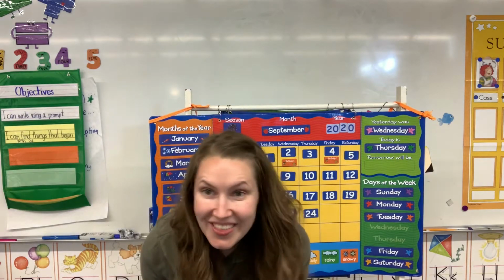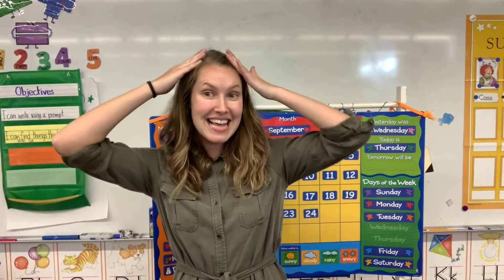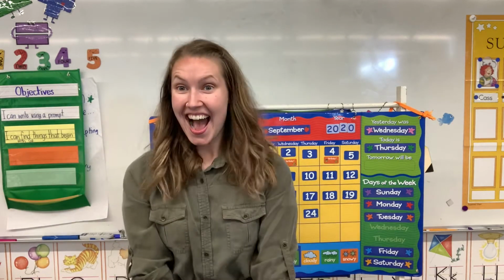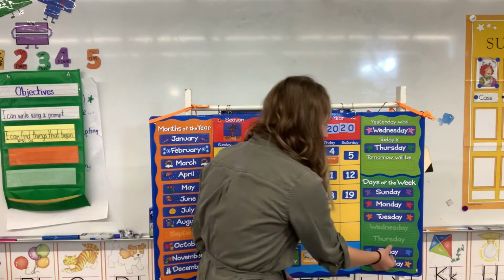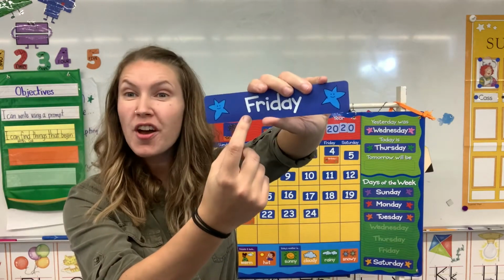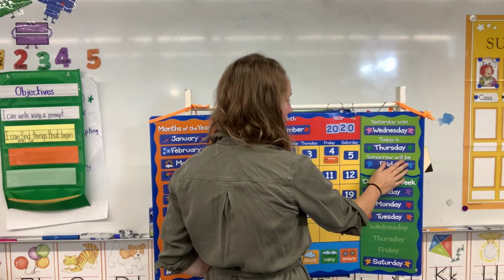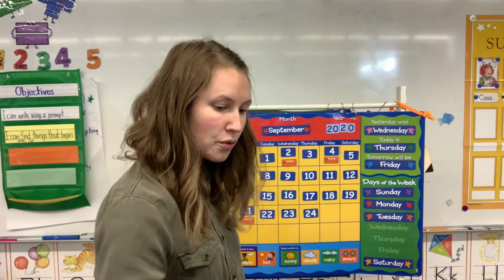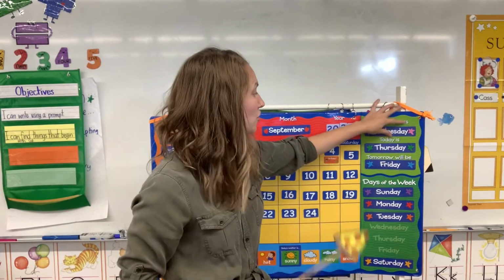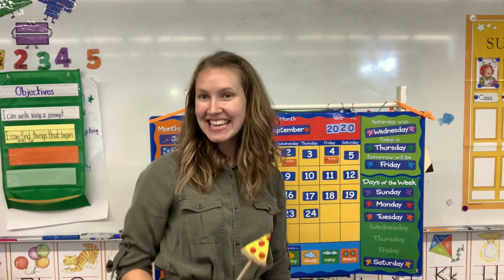Now, if today is Thursday, what will tomorrow be? Monday, Tuesday, Wednesday, Thursday, Friday. Friday, tomorrow will be Friday. And Friday begins with a letter F sound. So I'm going to put that under tomorrow will be. So now we can see that yesterday was Wednesday, today is Thursday, and tomorrow will be Friday.